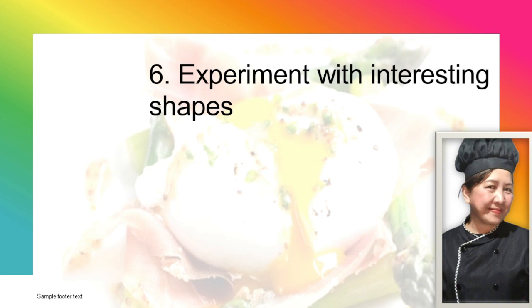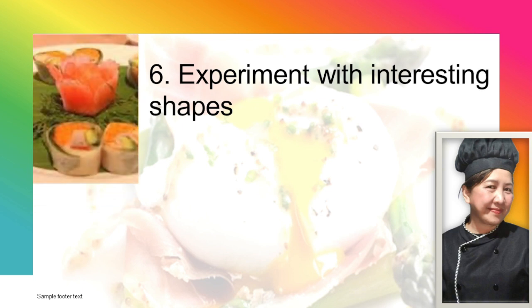Okay, number 6. Experiment with interesting shapes. Cutting vegetables in interesting shapes can make the simple become special. You can cook and serve vegetables, desserts, pot pies, and other foods inside uniquely shaped dishes to create attractive shapes.